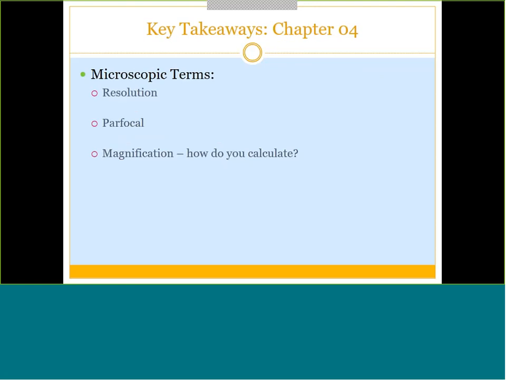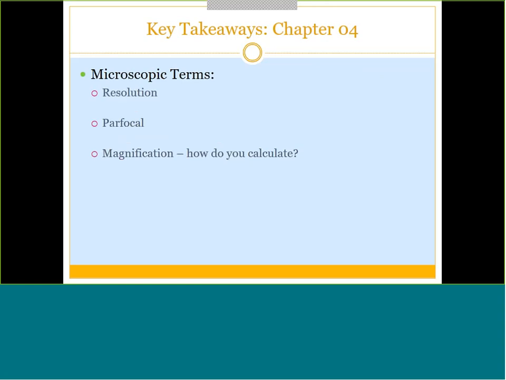And then chapter 4 was all about the microscope. This is probably one of the first classes you're really getting to use the microscope. You'll be using it every week. So you'll get really good at it eventually here if you're not already. There were a few terms that you should know in regards to the microscopes. First term was resolution.